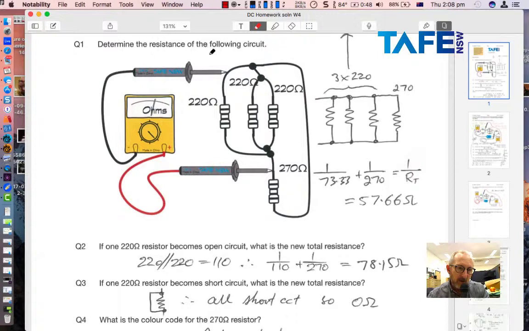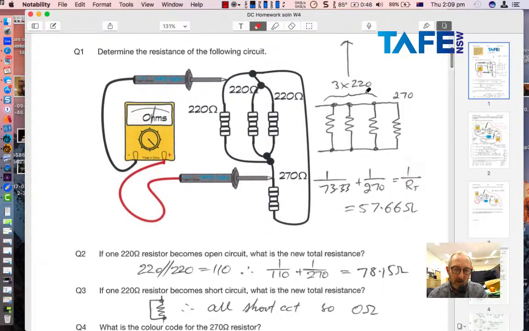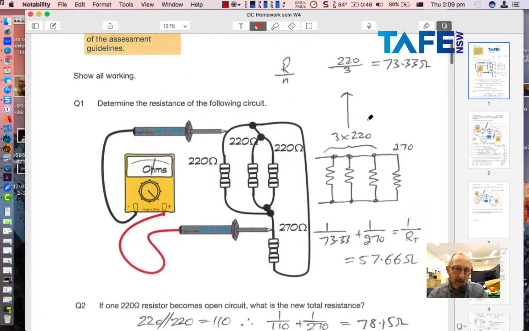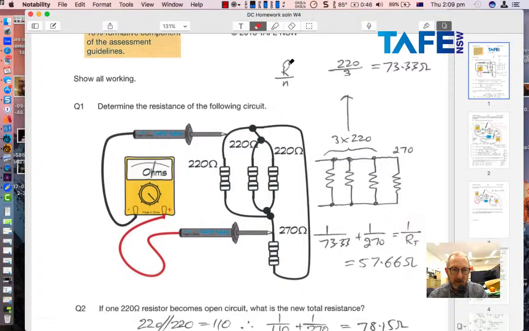Question 1, determine the resistance of the following circuit. When you first look at it, you see 3 resistors in parallel, and you see one that looks like it's in series, but in fact if you swing that around and put it up here, it's actually in parallel with the other resistors. So we've got 4 resistors in parallel, but be careful, one is 270 ohm, the other 3 are 220 ohms each. With 3 lots of 220 ohms, you don't really need to apply the sum of reciprocals there. You can simply go R divided by N, the resistance divided by the number of identical value resistors, because don't forget they have to be identical.